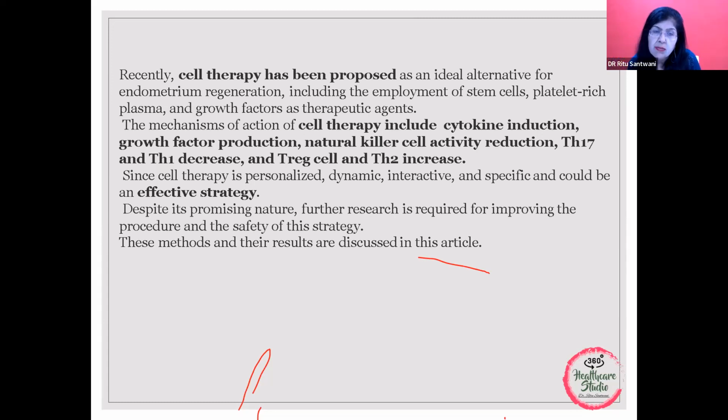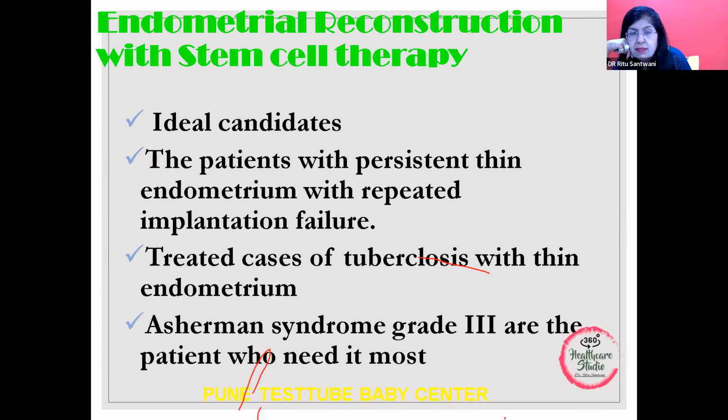The studies have also shown the ratio of TH1 and TH2. Again, the studies show it is of a promising nature. Further research is required for improvement of the procedure and the safety of this strategy. Again, studies have come regarding stem cell therapy. The ideal candidates are patients with persistent thin endometrium and repeated implantation failure, and treated cases of tuberculosis with thin endometrium. Asherman syndrome grade 3 patients are the ones who need it most.